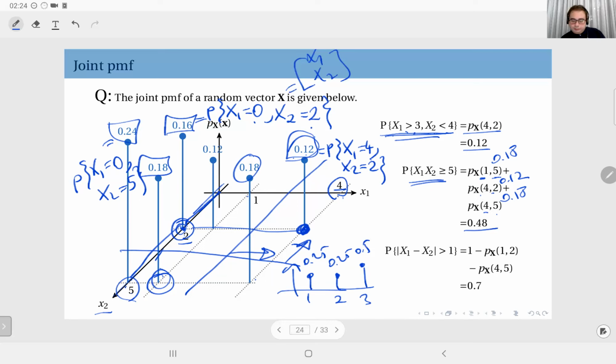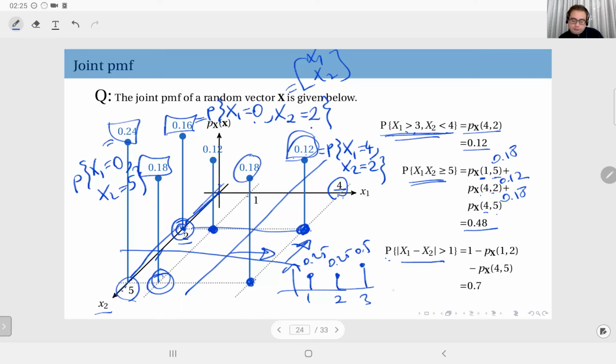And finally, you have the probability that the absolute value of X1 minus X2 exceeds 1. Just apart from the points (1, 2) and (4, 5), all the others are more than 1 apart. So (0, 2) and (0, 5) are 2 apart and 5 apart. And (1, 5) is 4 apart. (4, 2) is 2 apart. Therefore all of them are in this event.